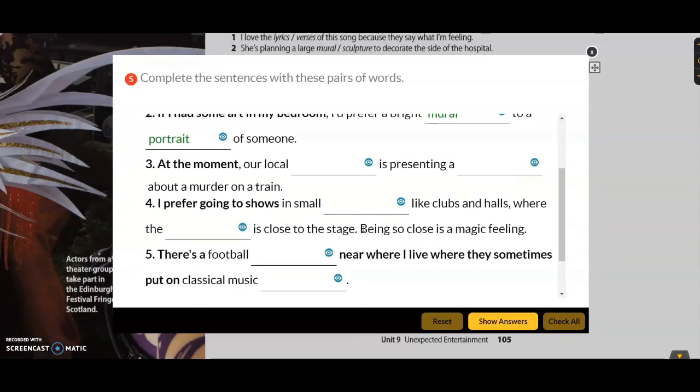Now let's go to number 3. At the moment, our local blank is presenting a play about a murder on a train.